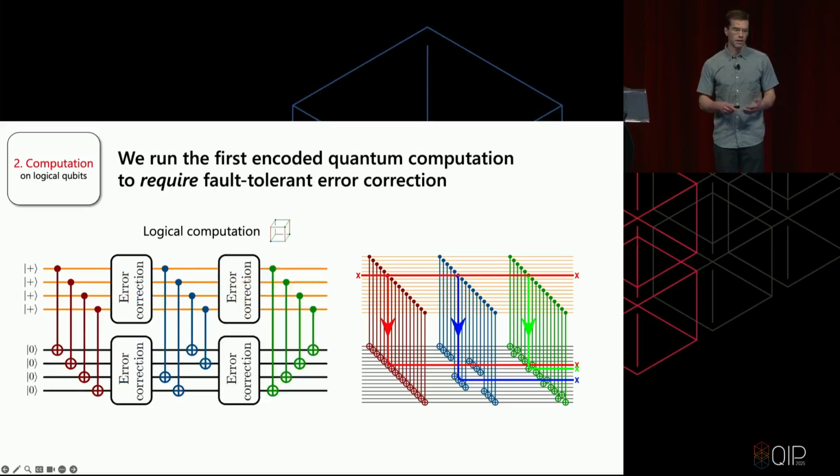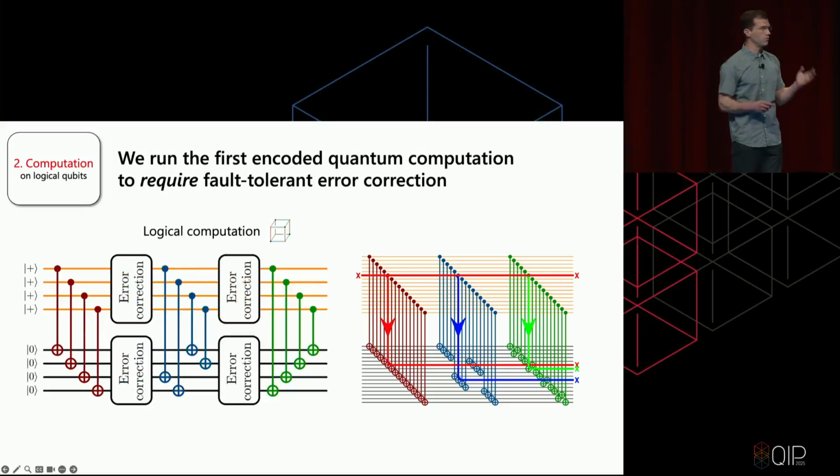The way to make it fault tolerant is we have to insert error correction. And so by running error correction between the logical gates, you catch the kind of bad fault that's on the right, and you prevent errors from spreading poorly.